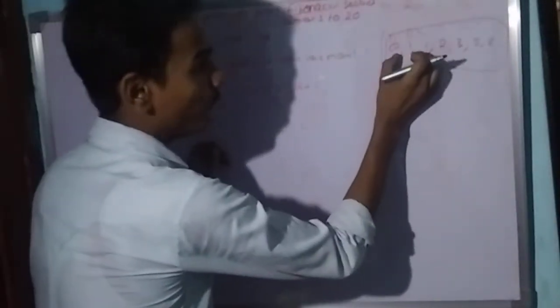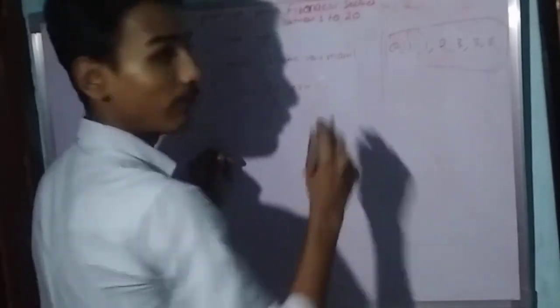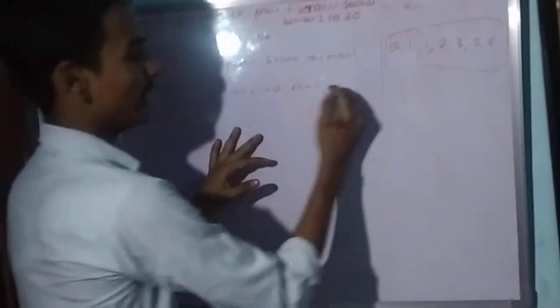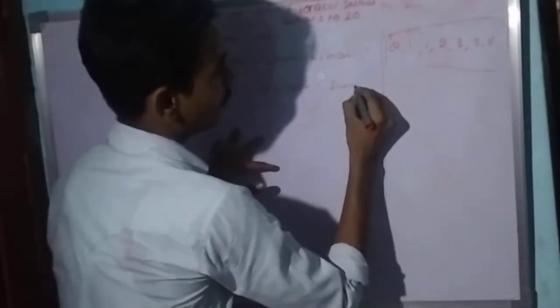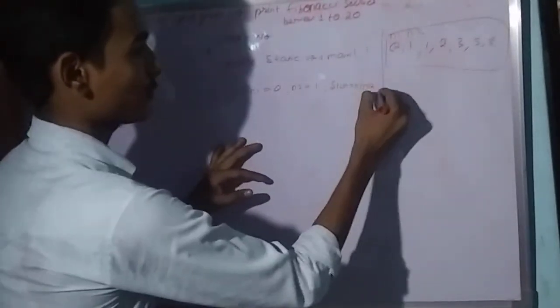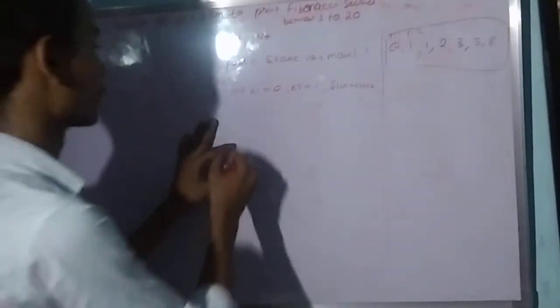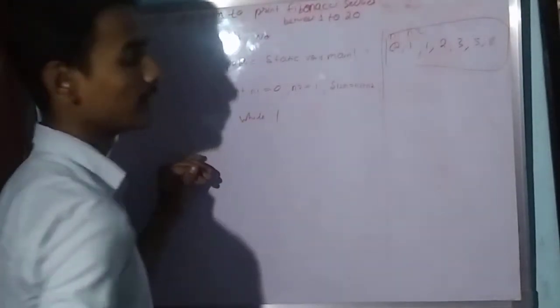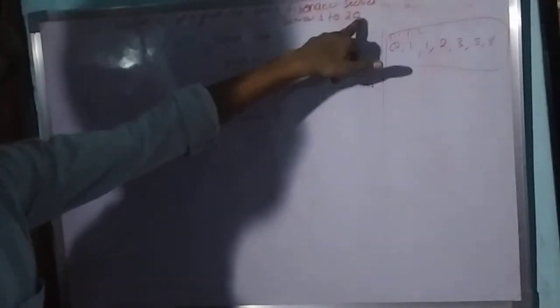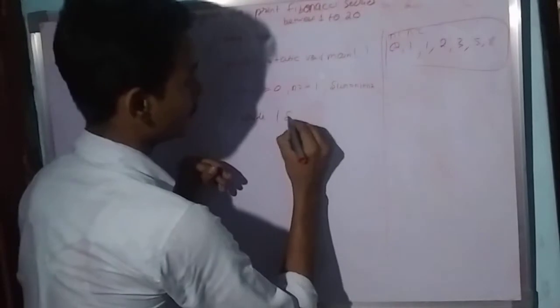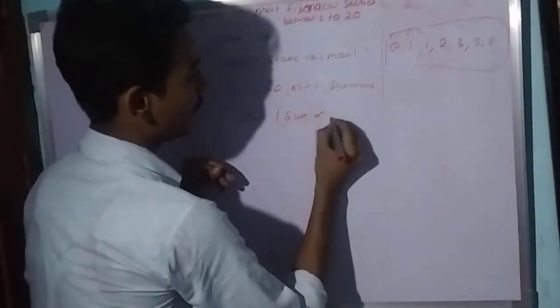Then for getting the next value you have to add this value with this value. Then we also have to take a variable sum. We can take an int. Here we can write sum equal to n1 plus n2, starting a loop, while sum value is less than or equal to 20, till 1 to 20. This will be the condition. First of all, I write the program, then I explain how it works.